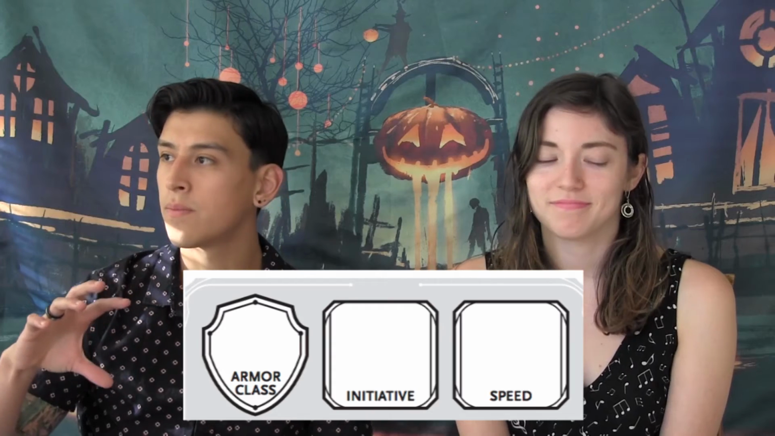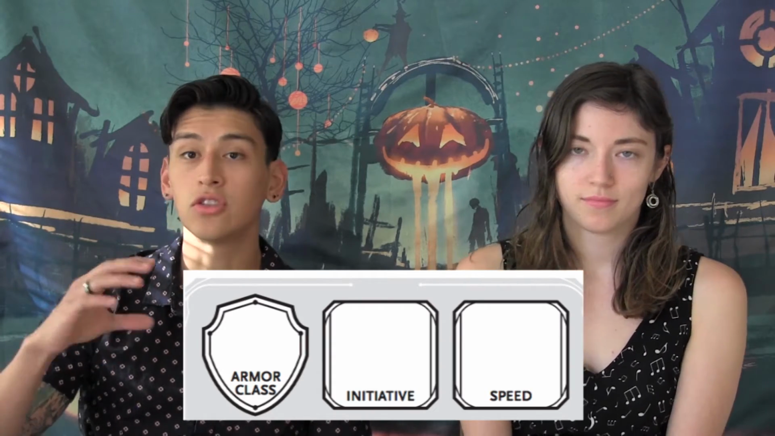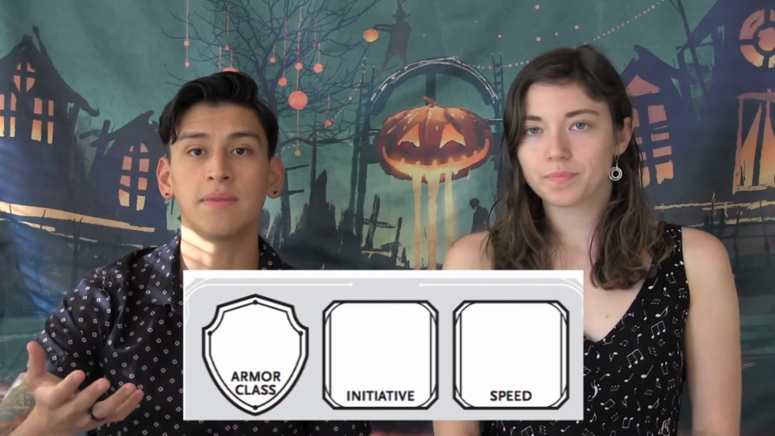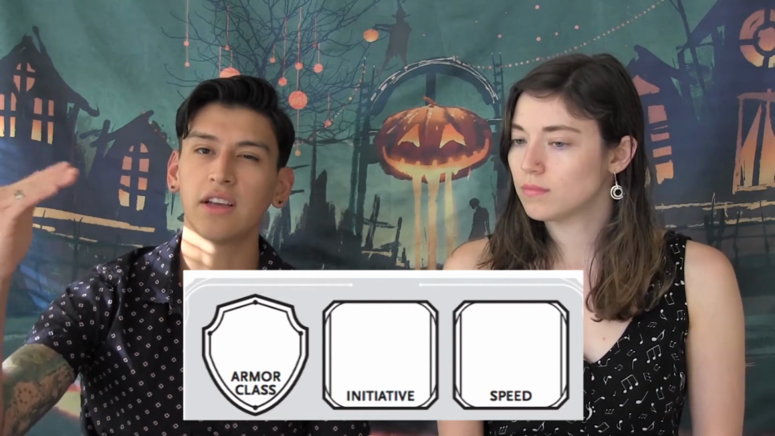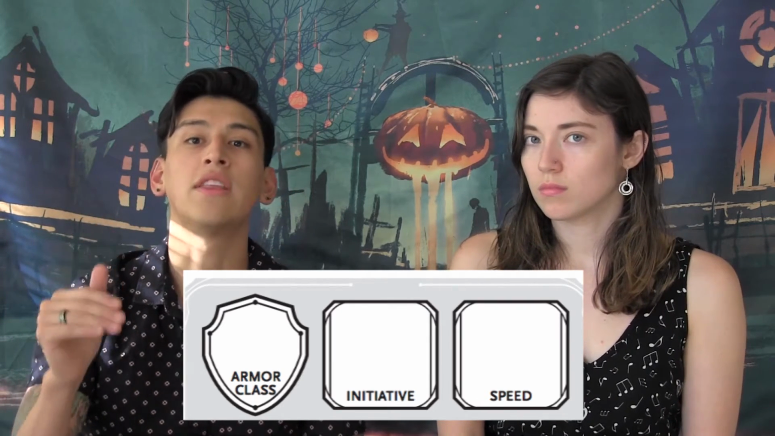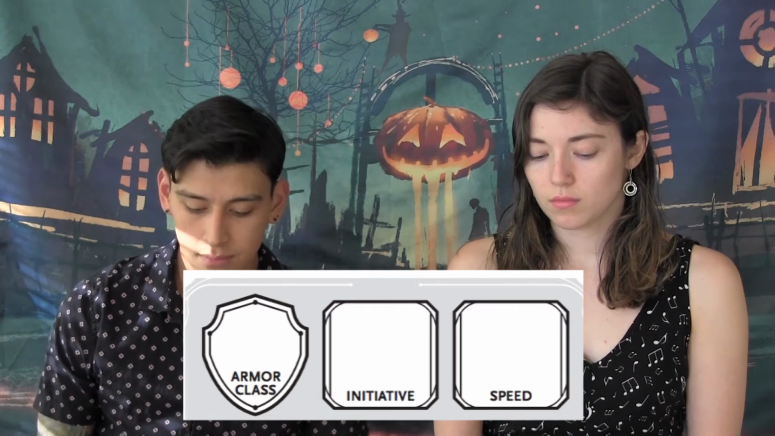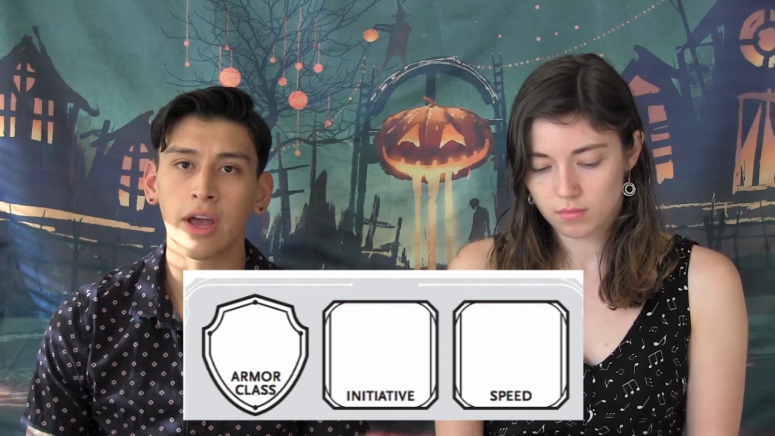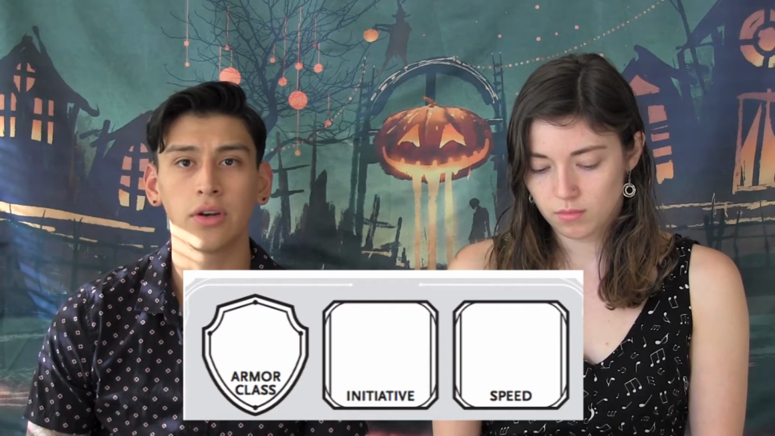Initiative is just your dexterity modifier, but when you get into combat and your DM says, hey, roll for initiative, it tells you the order, how fast your character is at jumping into battle, or how ready they are for battle. And the last one's speed. Speed is just how fast you can move in a turn.